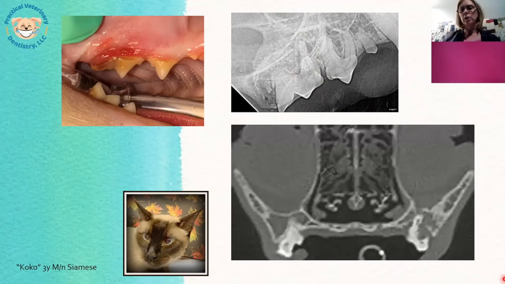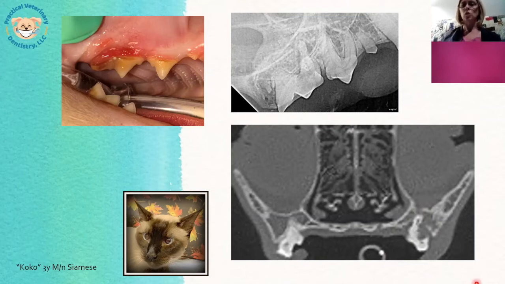But when we look at the cone beam CT of this same tooth, which is over here on this side, you can see that there's bone loss around the root in this area, and we actually have complete perforation into the suborbital space. So when we are probing this tooth, if we are not careful, we could actually poke the bottom of the eyeball with that periodontal probe. So we definitely don't want to do that.